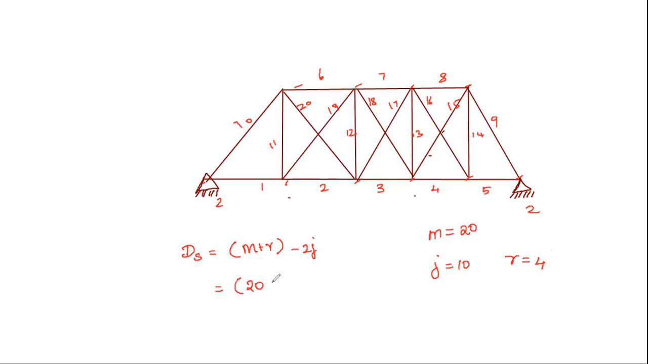So m is 20 plus r is 4 minus 2 into 10. So the value will be 24 minus 20. So the answer is 4. The degree of static indeterminacy of the given structure is 4.